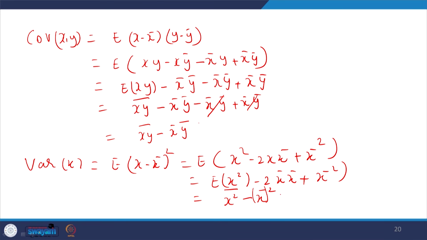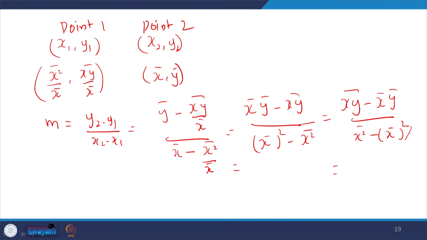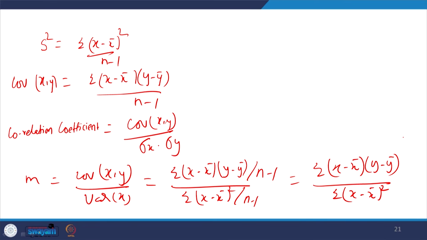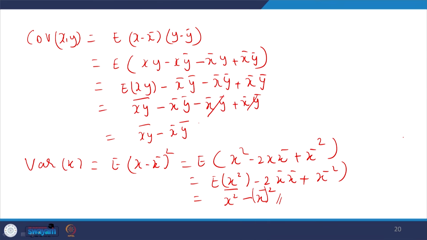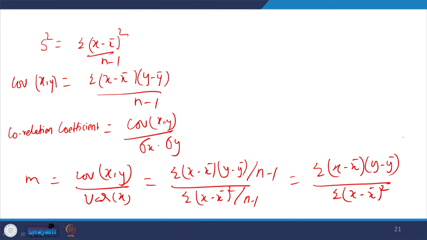And when I go back, look at this formula, it resembles this denominator. So in the slope formula, the numerator is nothing but the covariance, and the denominator is nothing but the variance of x. Actually, variance, covariance, correlation coefficient, regression slope, all have some relationship.